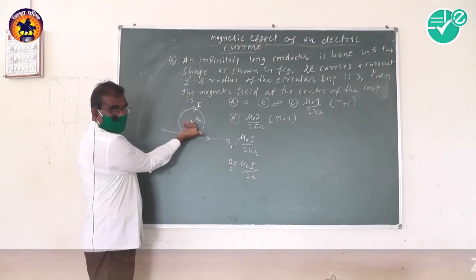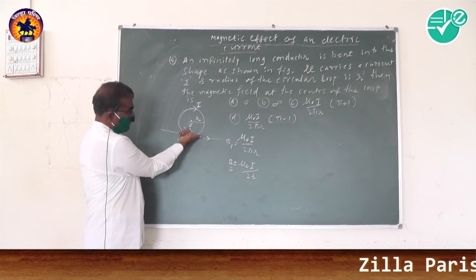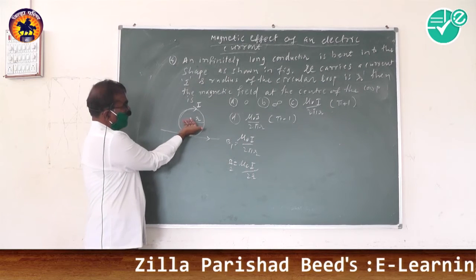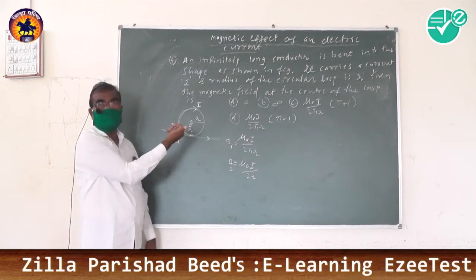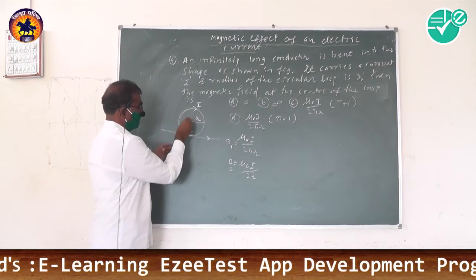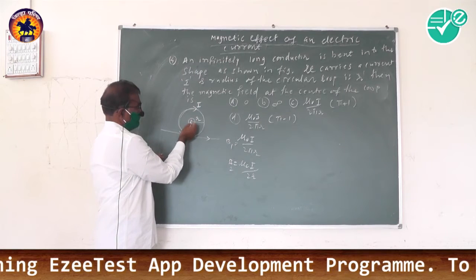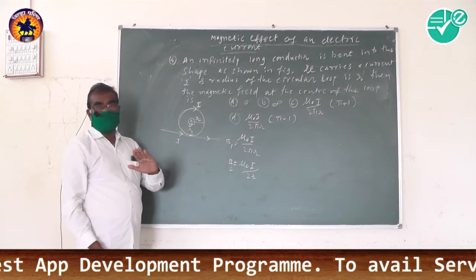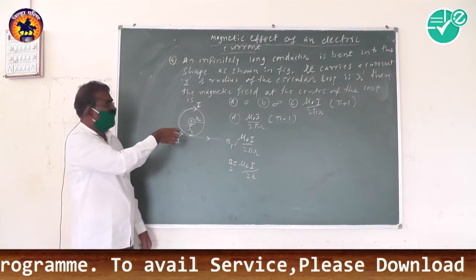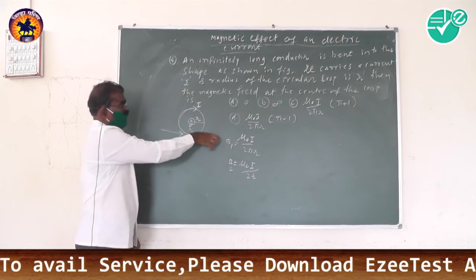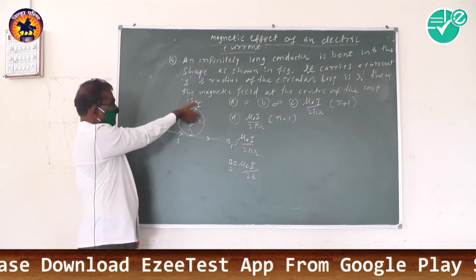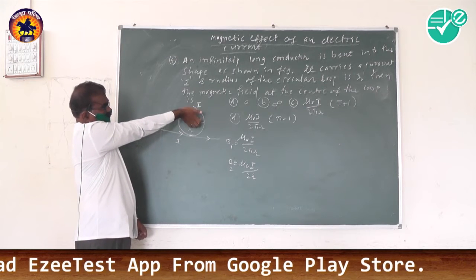If the thumb indicates the direction of current, then the curved fingers indicate the direction of the magnetic field. It is directed outward like this. That is, B2 is directed outward. And what is the direction of B1? Apply the right hand rule to this figure like this.